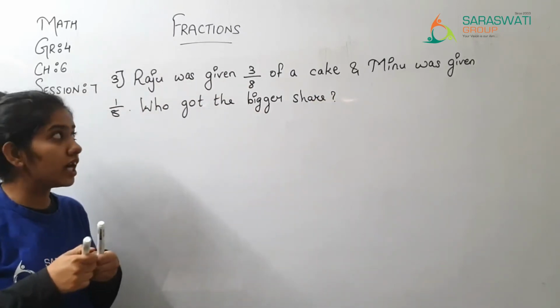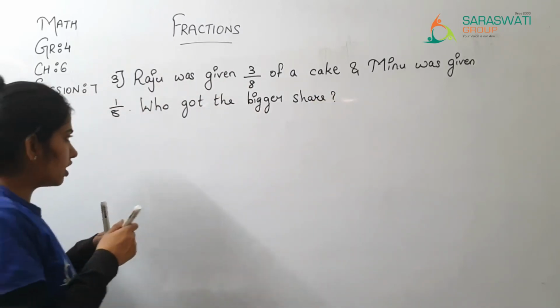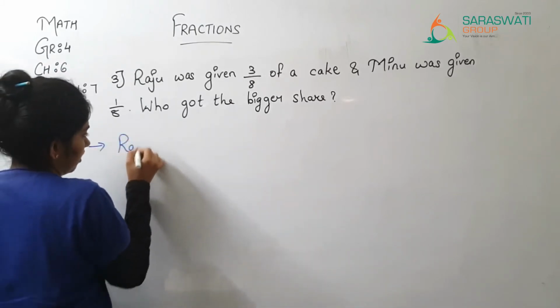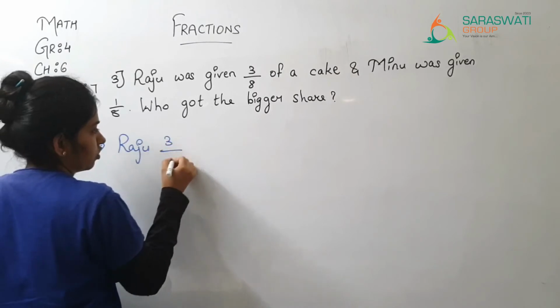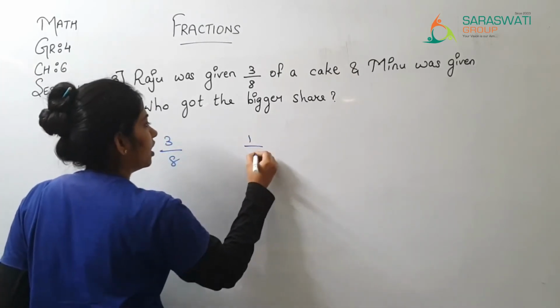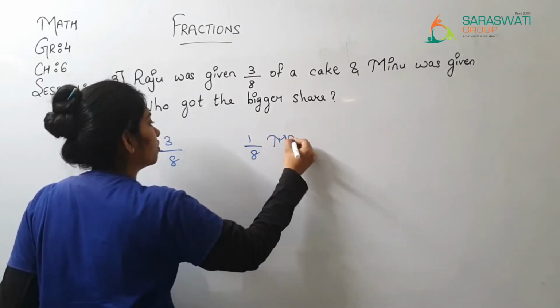किसको बड़ा share मिला? Raju was given 3/8. So you can write it over here. Raju 3/8 and 1/8 that goes to Meenu.